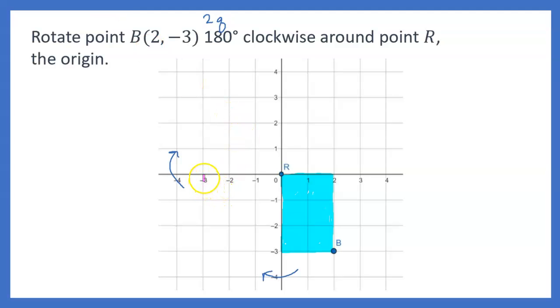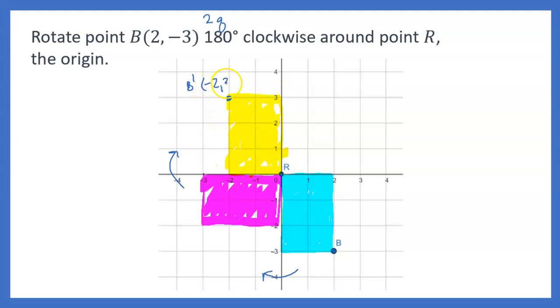So if I draw my next rectangle, it's going to be flipped on its side again. And then one more time, flipped on its side, it'll be here. We end up with the corner being right here. So our image, B prime, is at -2, +3. So those are the coordinates of our image after a 180-degree clockwise rotation around the origin.